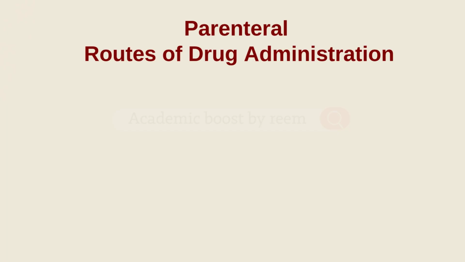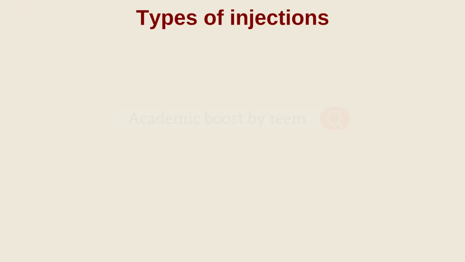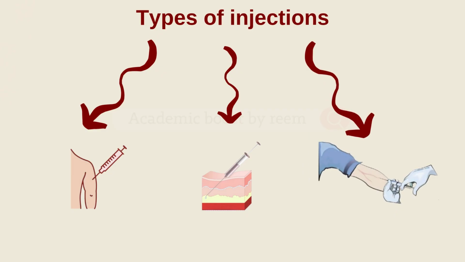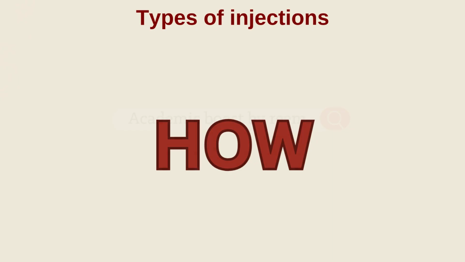The parenteral route of administration delivers the drug through injection. It is fast, direct, and powerful. But not all injections are the same. Some go into your muscle, others under the skin, and one straight into the vein. In this video, we'll break down the four main types of injections, how they work, and when to use each one.